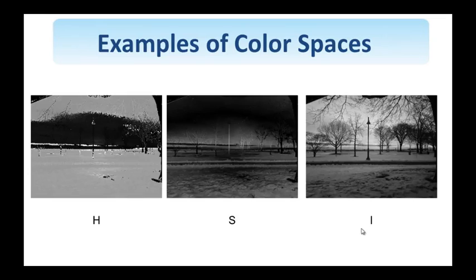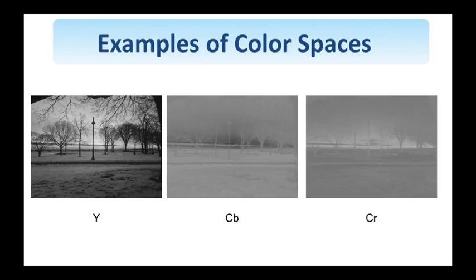So this is the intensity. It's the grayscale version, you might say, of the original color image, while the hue and saturation are the color elements or the color components of the original image. So we have this separation between luminance, intensity, and chrominance. And here we show the luminance Y and the differential color components Cb and Cr. So this is again the grayscale image.